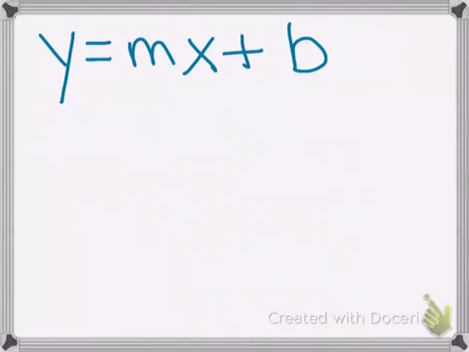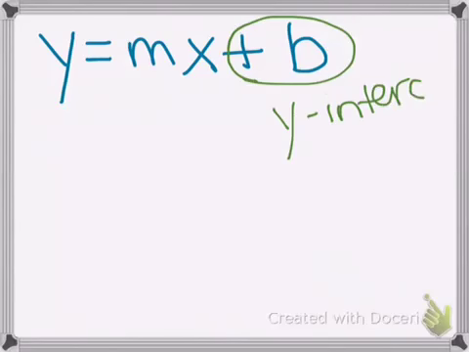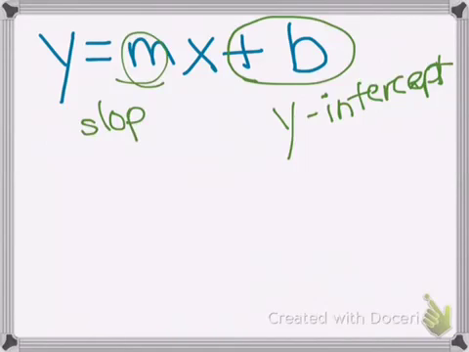From the graph, you will identify what the y-intercept is, and you will identify the slope. And you will put them in the equation just like this. Here's an example.